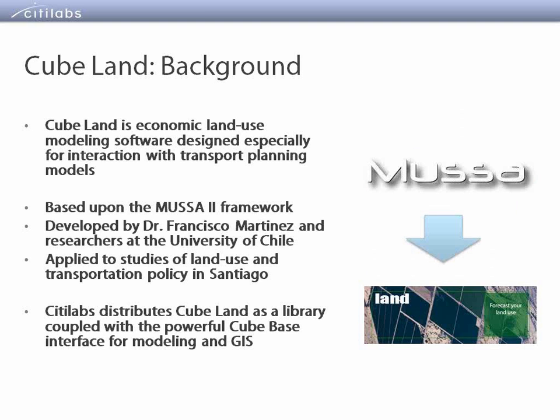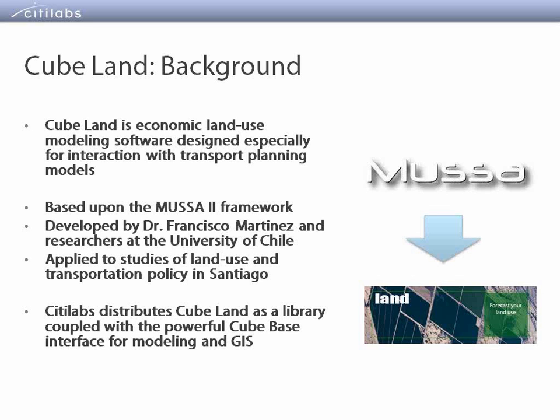CubeLand is economic land use modeling software designed especially for interaction with transportation planning models. It's based upon the MUSA 2 framework, which was developed by Dr. Francisco Martinez and fellow researchers at the University of Chile. And it's been applied to studies of land use and transportation policy in Santiago. I'll take a moment later on, of course, to talk about those studies when we get to our case study section of this presentation.